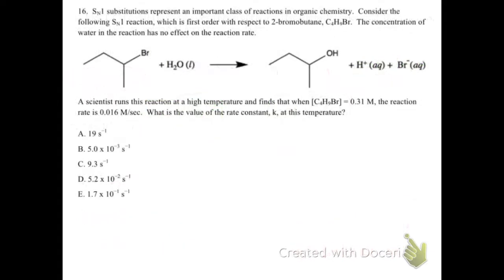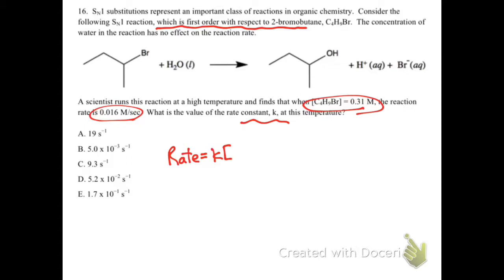Okay, in this problem, we're trying to find the value of the rate constant k. The information that we're given is a concentration of our bromobutane, and we're given a rate. We're also told this is an SN1 reaction. The key thing that we want to focus on is that this means that the reaction is first order with respect to 2-bromobutane. So we could write a rate law based on this. Rate is equal to some constant k times C4H9Br.